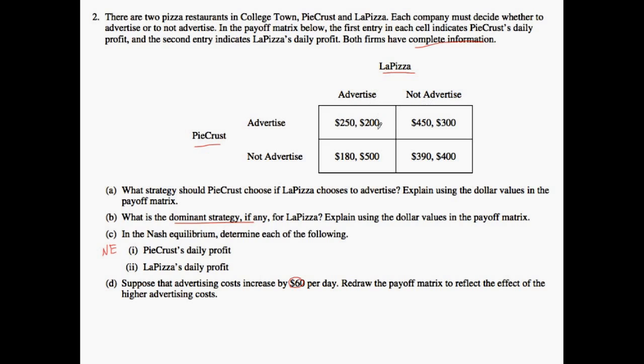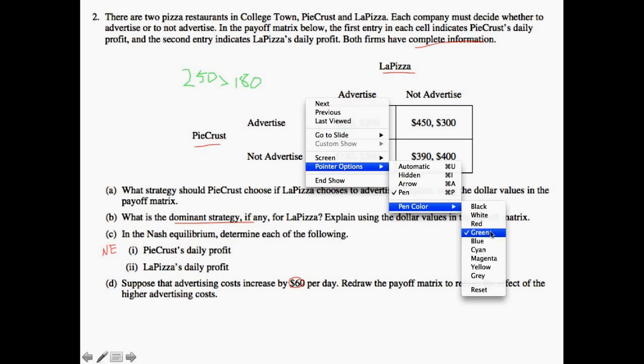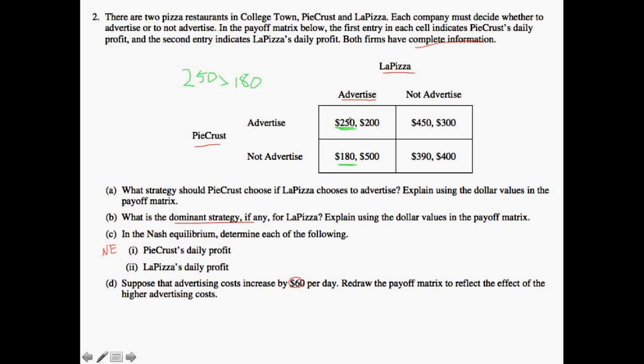And what that means is we're going to first assess the situation in which La Pizza chooses to advertise and see what Pie Crust does. So if La Pizza chooses to advertise, then we know that the payoff matrix really changes to just be two options. Pie Crust either advertises or does not advertise, and therefore we want to compare 250 with 180. Well, we know that 250 is greater than 180. And therefore, in this situation in which La Pizza were to advertise, we know that Pie Crust would choose 250.